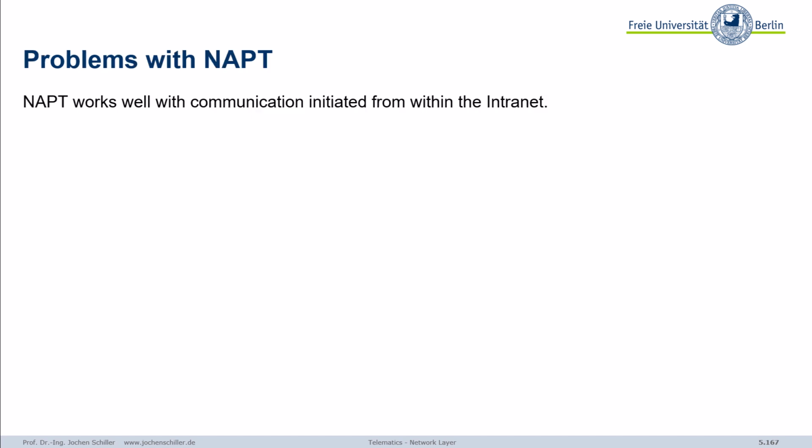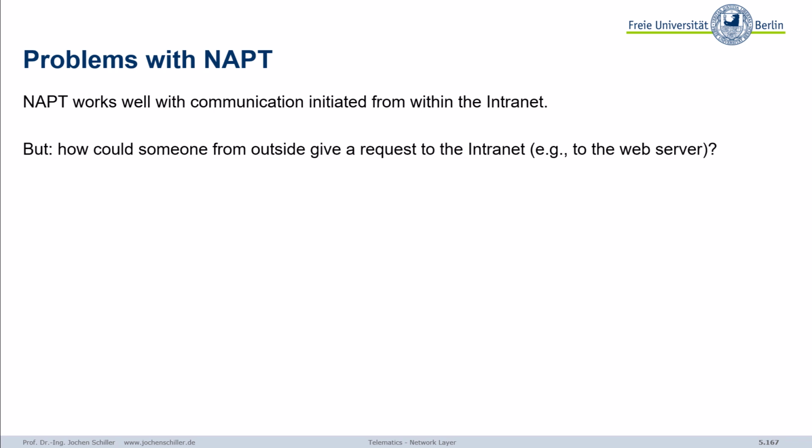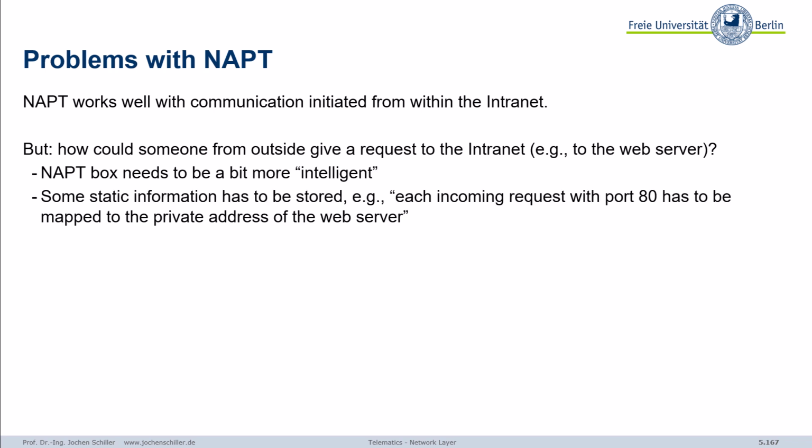So this all works pretty well with all the communication initiated from within the internal network. So if you go from the inside to the outside world, then we create the entry in the table, and then we can come back and know where the packet should go, but not the other way around. So you cannot have, without additional mechanisms, an internal web server, for example. So you cannot give someone access to your server from the internet. But that's one of the ideas for many people. So if you want to do so, you need a bit more. For example, some more information: if there's an incoming request with port 80, then I automatically map this to the web server, for example.